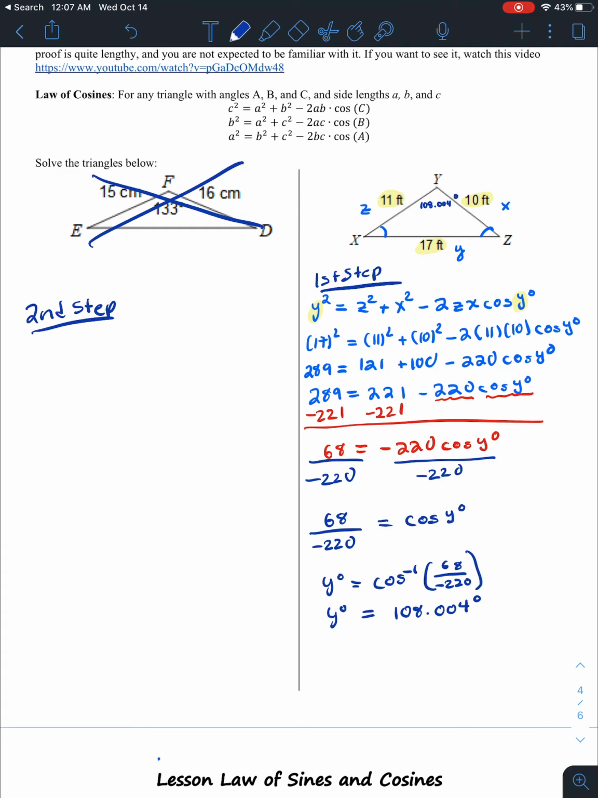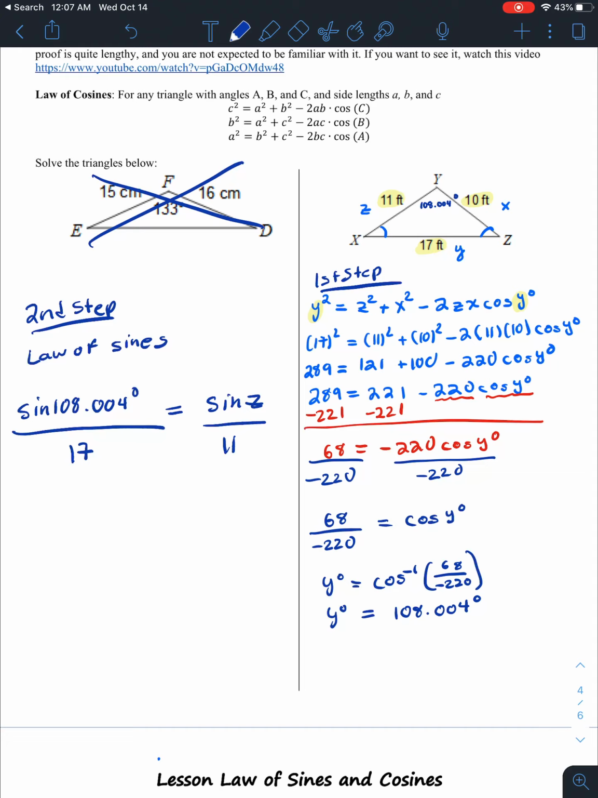So for my second step, this time I'm going to pick either x or z that I want to solve for. It doesn't really matter. I'm just going to pick z, and I'm going to use the law of sines. I can use the law of sines because I finally have a pair, and when I describe a pair, I'm talking about an angle and the side that is opposite to it. So I can write sine of 108.004 degrees divided by 17 equals sine of z over 11.